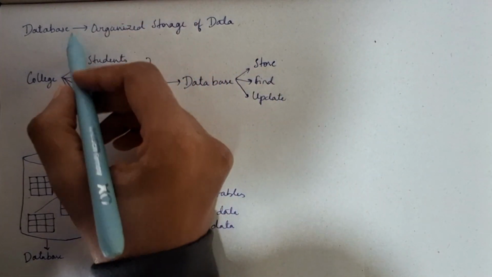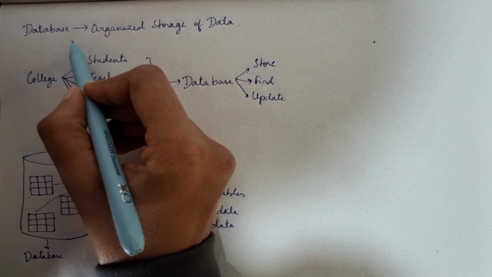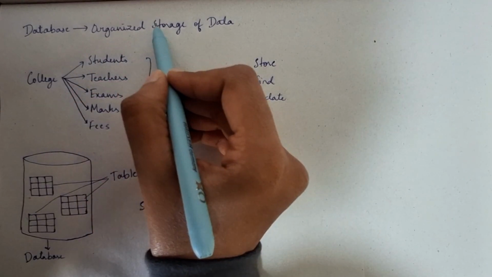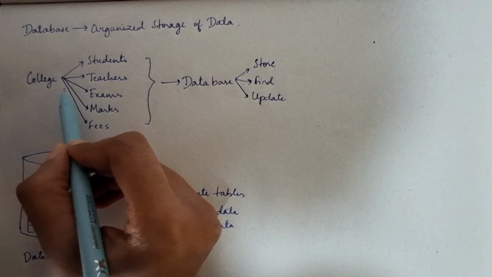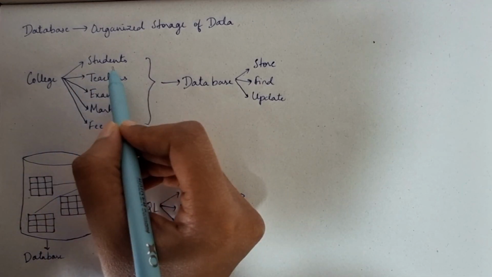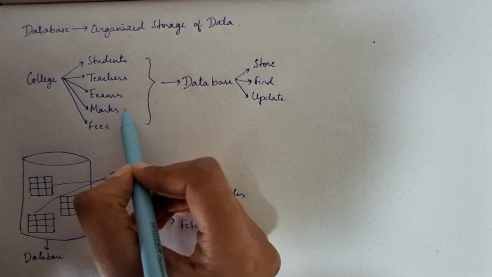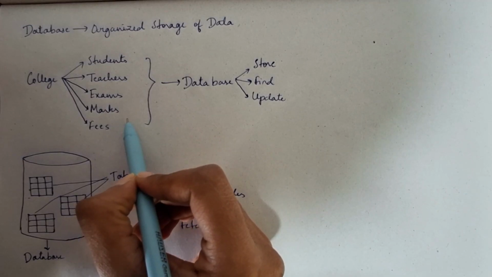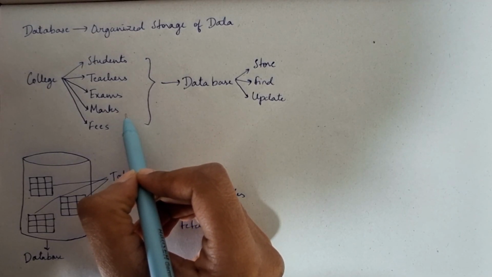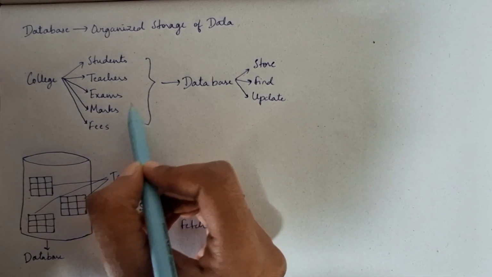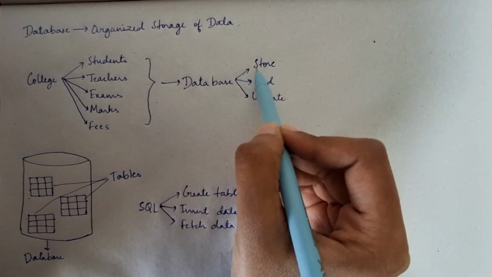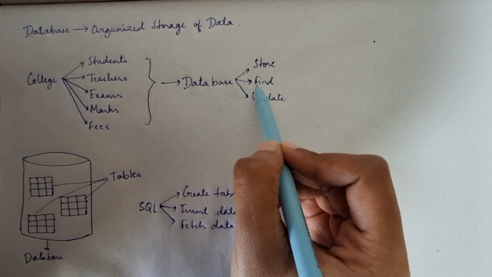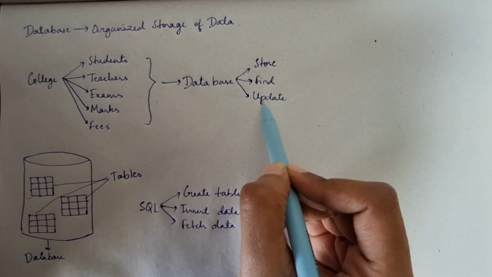First, let us know what is a database. In simple words, a database is a place where data is stored in an organized way. Guys, just think about a college. A college has data of students, teachers, exams, marks, and fees. If all the data is written randomly on papers, it becomes very difficult to manage. So the college stores all the data in a database. And also a database helps us to store the data, find the data easily, and update the data when required.